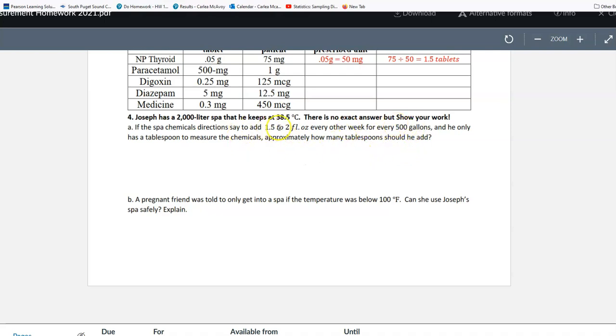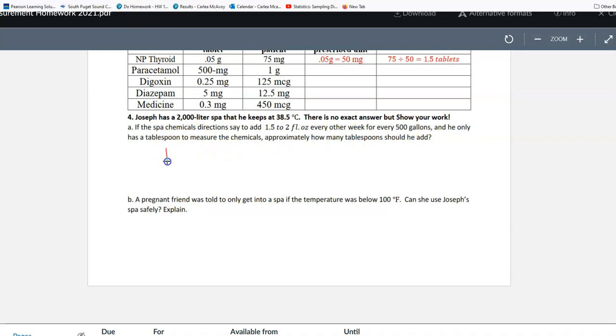So it shows 1.5 to 2 fluid ounces. You might decide, hey, I would put 2 fluid ounces in, but you might decide I put 1.5. So there's no exact answer because it depends on how much you would put in based on the 500 gallons. But let's say that you ended up converting this. Oh, the other thing is you only have tablespoons. So you have to make 2 conversions here.